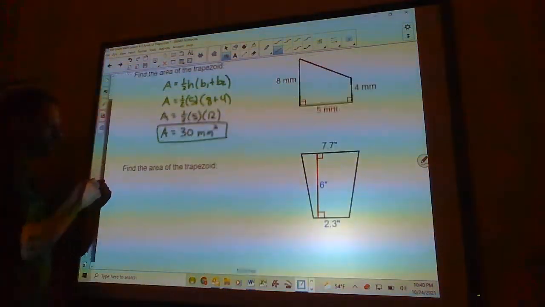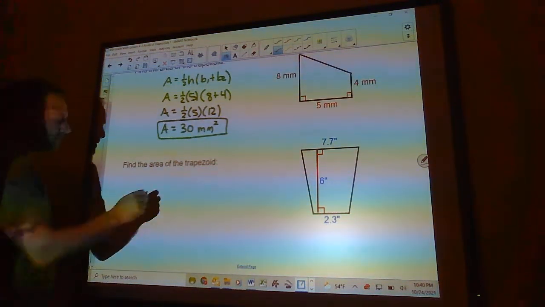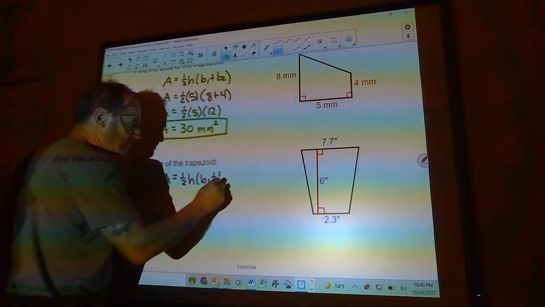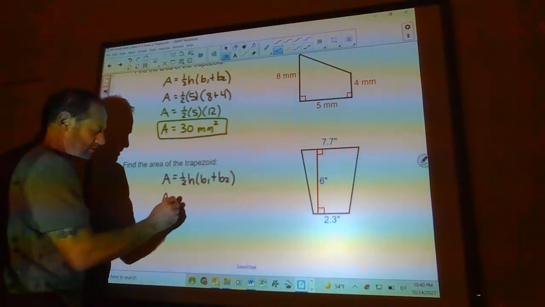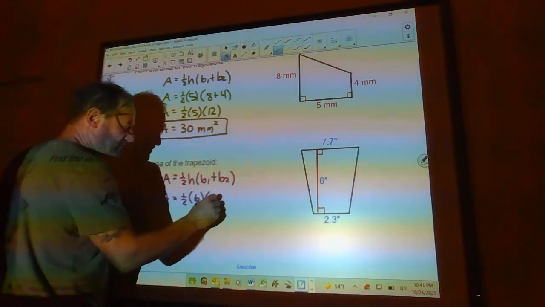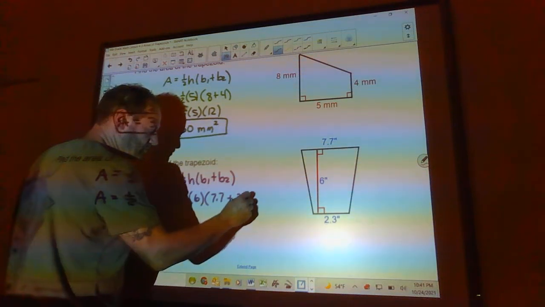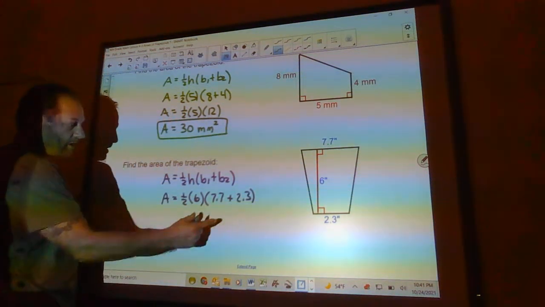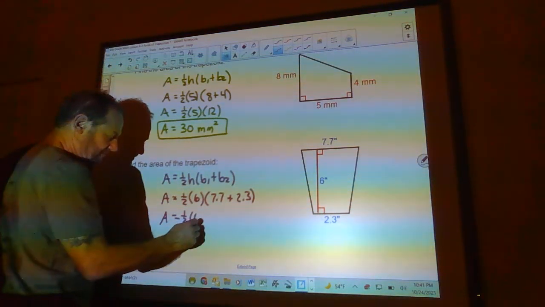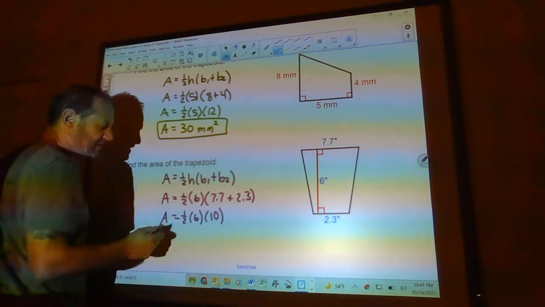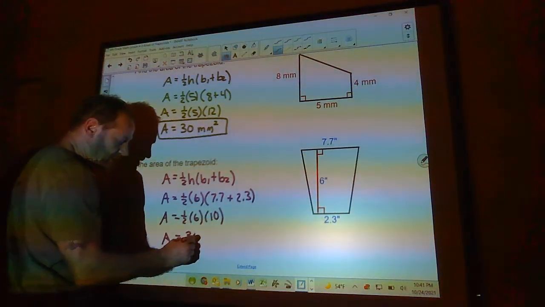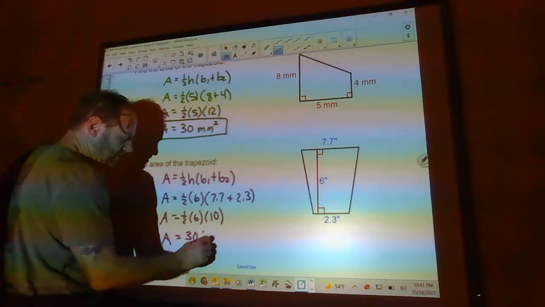Okay, let's try this one. So again, area is 1/2 the height times base 1 plus base 2. The height on this one is 6 inches. Base 1 is 7.7. Base 2 is 2.3. This comes out to be 10. So it's 1/2 of 6 times 10. Well, 6 times 10 is 60, and half of that is 30. So this is 30, and that's in square inches this time.